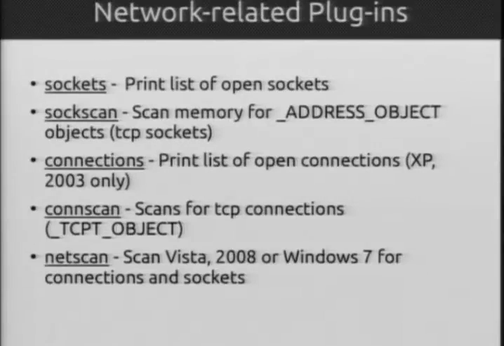Connections and NetScan are basically the same thing, except Connections will do it for XP and 2003, whereas NetScan does it for Vista, 2008 and Windows 7. And finally, ConScan. This is like SockScan. It just starts looking for TCP connections in memory.